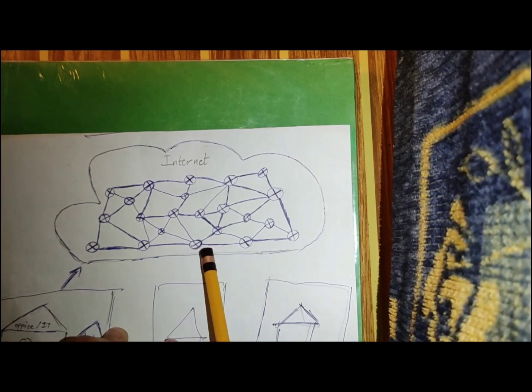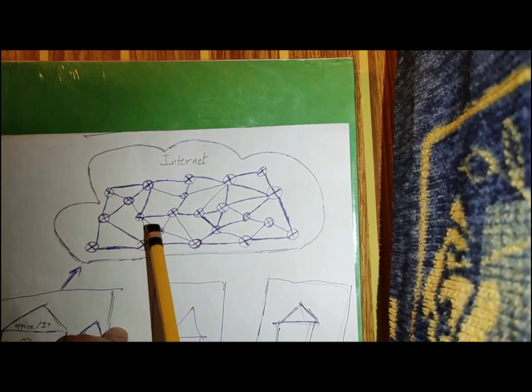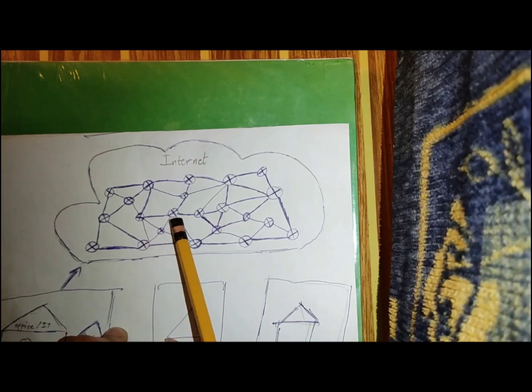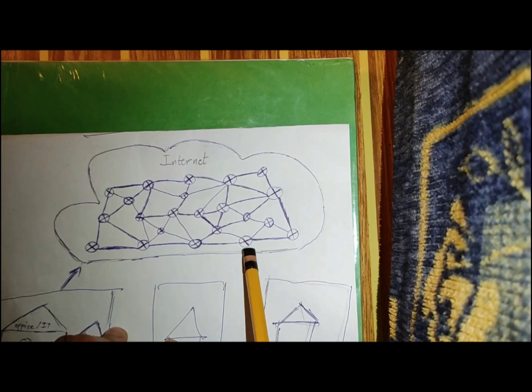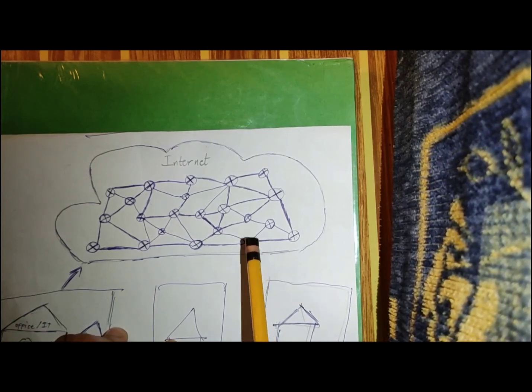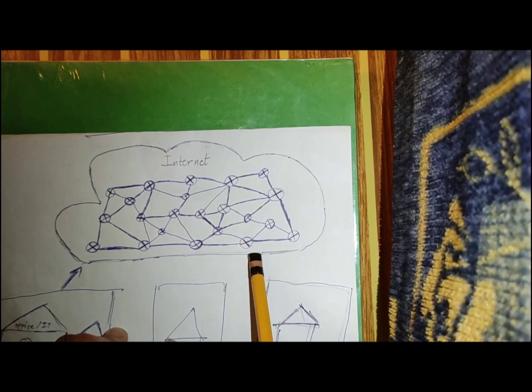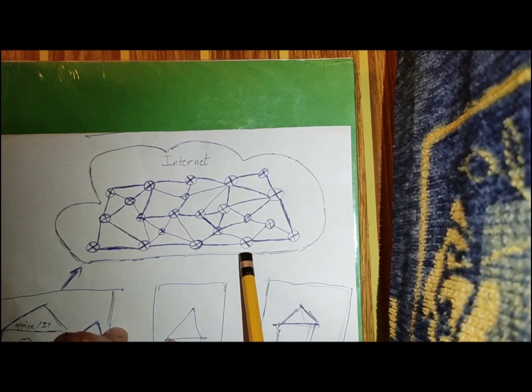Again, this represents a network. These are networks connected to each other. So wherever you are in the world, we are connected by the internet. Okay, so the internet is a public network.